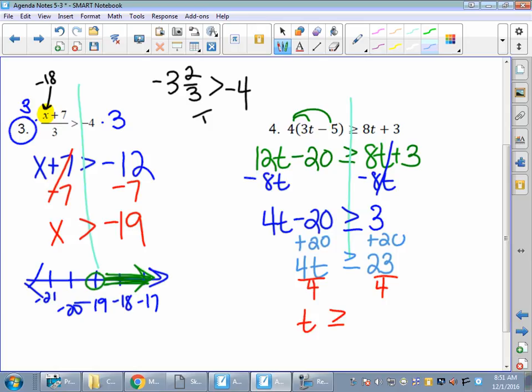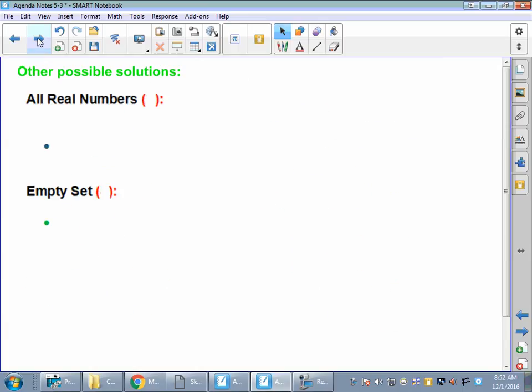So t is greater than or equal to 5.75, 5 3/4, 23/4, however you want to put that. I'm not going to be particular on some of these. Right? So there's a couple examples of multi-step. It should feel very much like multi-step equations. Nothing's different except for remembering to flip the inequality if you multiply or divide by a negative.